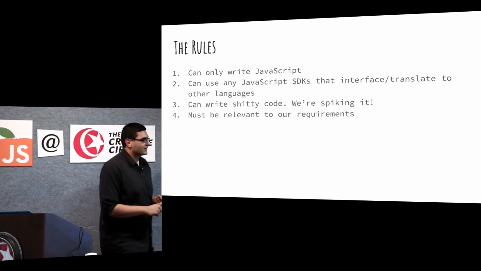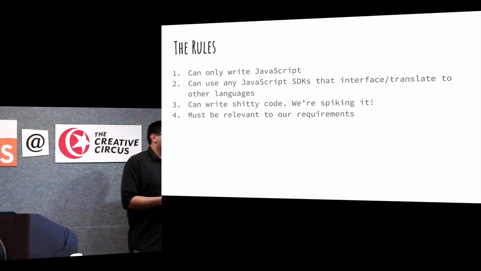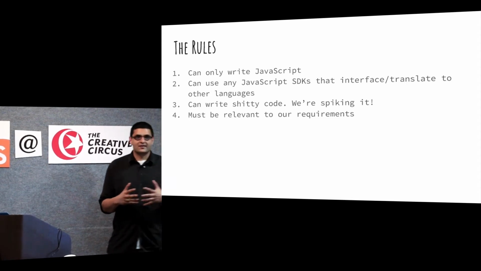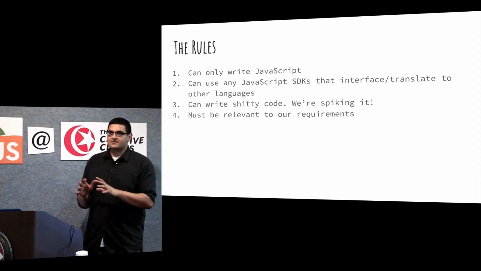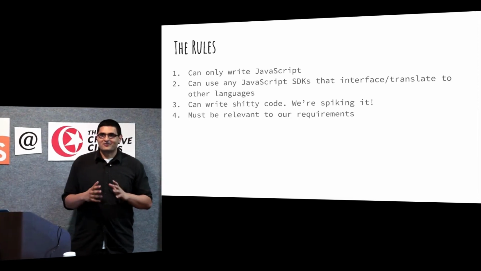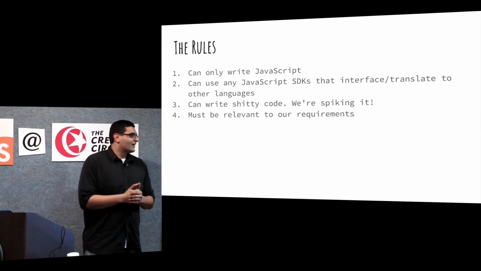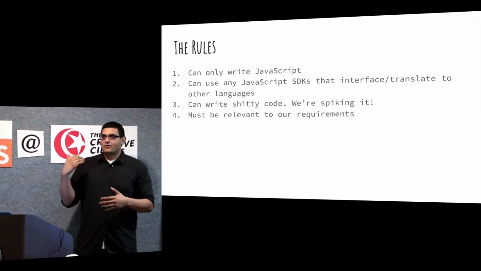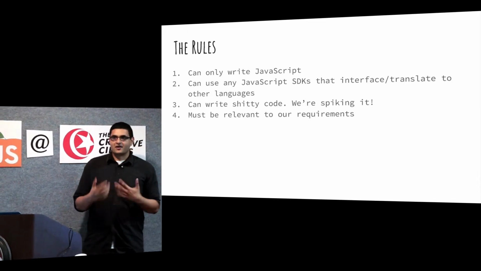You can only write JavaScript. You can use any JavaScript SDKs that interface or translate to other languages, but your knowledge, your code, everything has to be JavaScript. We can write shitty code. We're spiking it right now. We're not really trying to write something that we're going to roll out for real. And it must be relevant to our requirements. Again, whatever we build has to be relevant to those requirements of building a calorie counter.